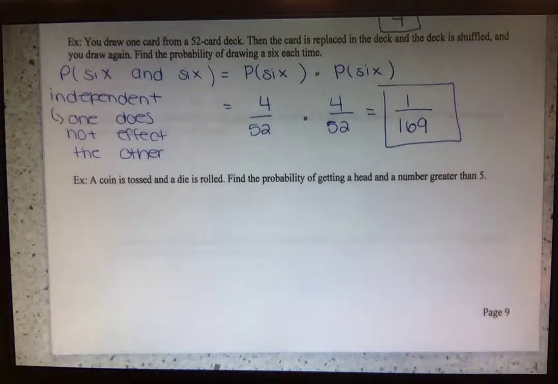Last one for this page. Other questions? Last one for this page.